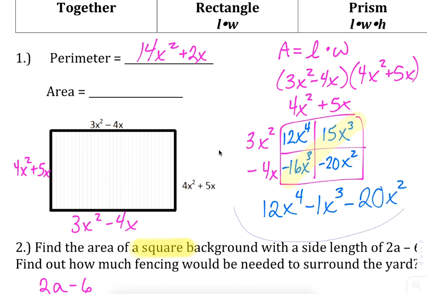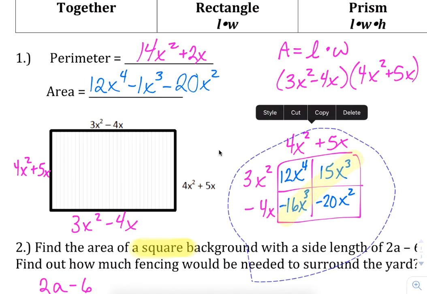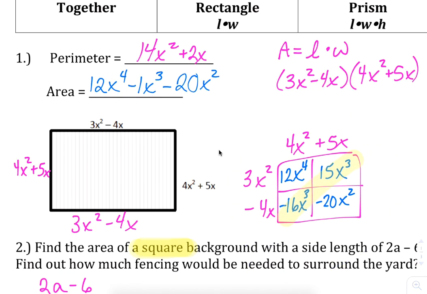I know that you can't cut it, but this is my final answer, so I want to make sure that it's on my area line. That is the area of my polynomial. Okay. All right, take a second, pause it if you need to, go ahead and write that down. And we're going to move on to number 2.